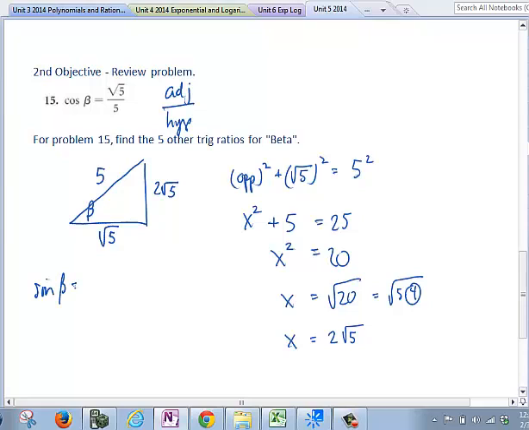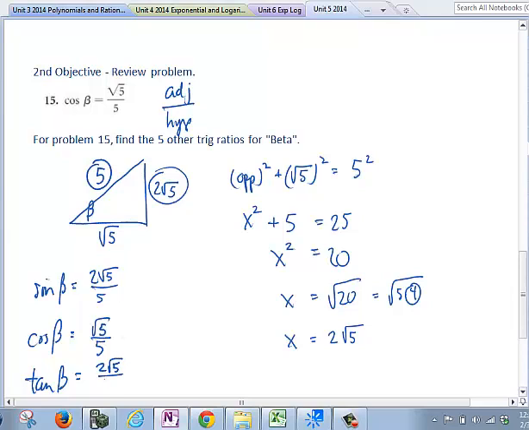Sine of beta is the opposite over hypotenuse. The cosine of beta is root 5 over 5, like we had before, and the tangent of beta is 2 root 5 over root 5, which would be equal to 2 over 1. Now, writing the cosecant of beta, you would just do the reciprocal. So you have 5 over 2 root 5, and that can be simplified.